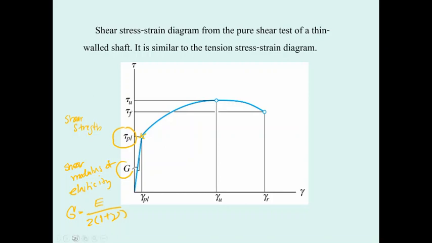You also can determine tau allowable by tau sub PL divided by the factor of safety. Or many times it's said tau sub PL equals tau sub Y, which is the yielding shear stress. Then you can determine tau allowable easily. The others are the ultimate shearing stress and the fracture shearing stress. But very important, most of the time we set tau sub PL equal to tau sub Y. And you can design this shaft based on these material properties.